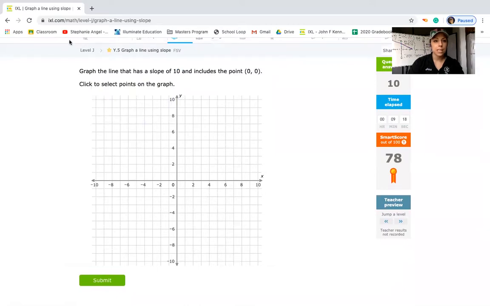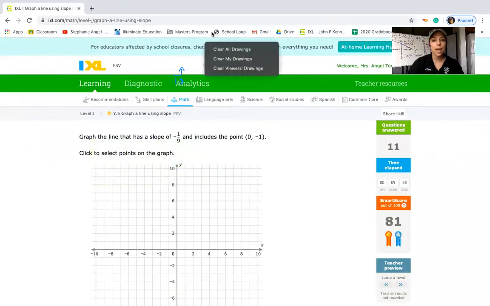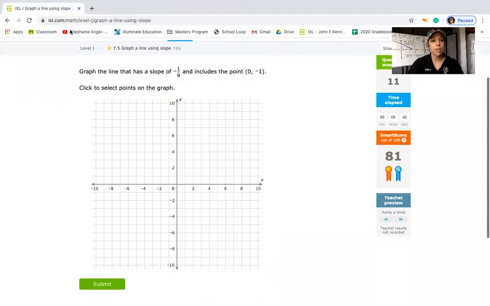That's the same idea as 10/1, which means I'm going up 10, right 1. So when I start at 0, 0, up 10, right 1, look how steep that line is. Can you imagine hiking up that thing? No, thank you. Oh, goody. I was hoping we'd come to another negative. I like negatives if you haven't been able to tell.